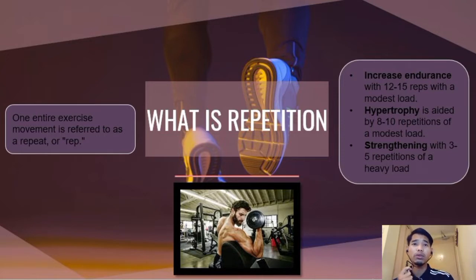If you want to increase your endurance, you should do 12 to 15 reps with a modest load. For hypertrophy, you should do 8 to 10 repetitions of a modest load, and for strengthening, you should do 3 to 5 repetitions of heavy load.